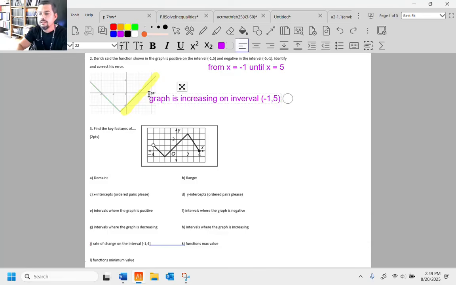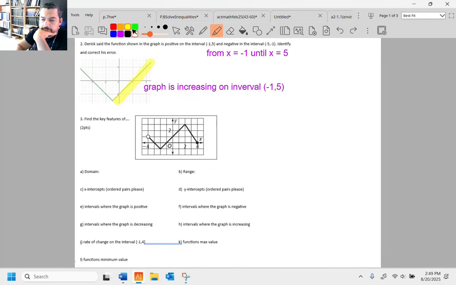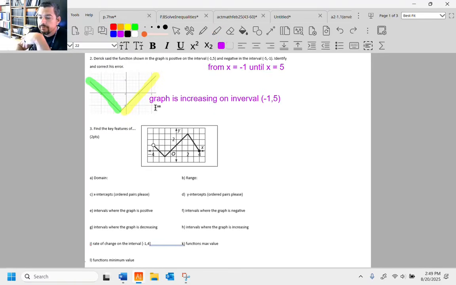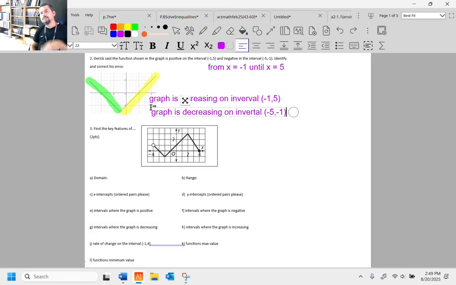Okay, the graph is increasing on the interval -1 to 5. Now, when Derek speaks of the interval from -5 to 1, he just had a semantics error. He's talking about that guy. And here the graph is going downhill. So we would say it is decreasing from -5 to -1. Notice they didn't use parentheses. That's because at -1 we are neither increasing or decreasing, so we don't use the bracket for including.